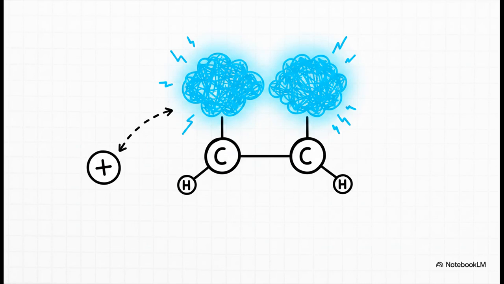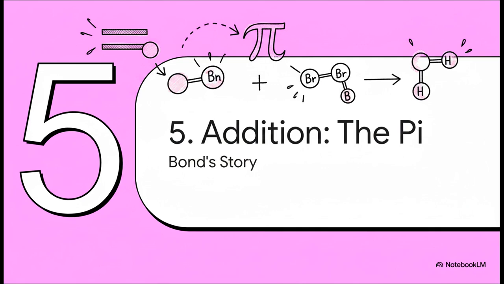And that is the whole secret. That's the key difference right there. Unlike the protected bonds of an alkane, this exposed, electron-rich pi bond is the alkene's functional group. It's basically a giant, flashing neon sign that says, "Hey, over here, come react with me," to any molecule that's attracted to electrons. So what happens when a molecule takes that invitation?